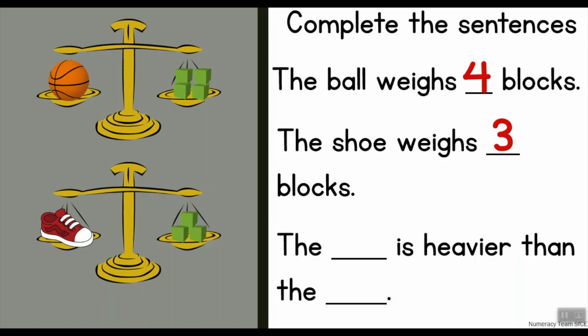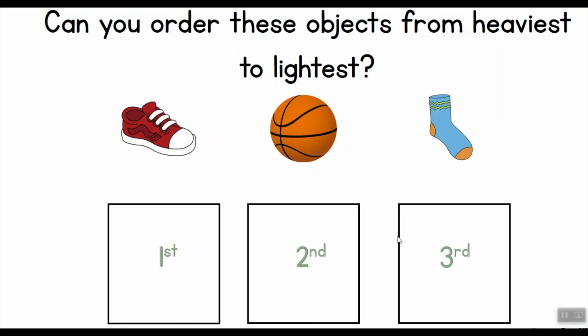Right, so how many blocks does the ball weigh? It weighs 4 blocks. What about the shoe? The shoe weighs 3 blocks. So if the ball weighs more blocks than the shoe, we can say that the ball is heavier than the shoe. Right, let's move on to the next slide.